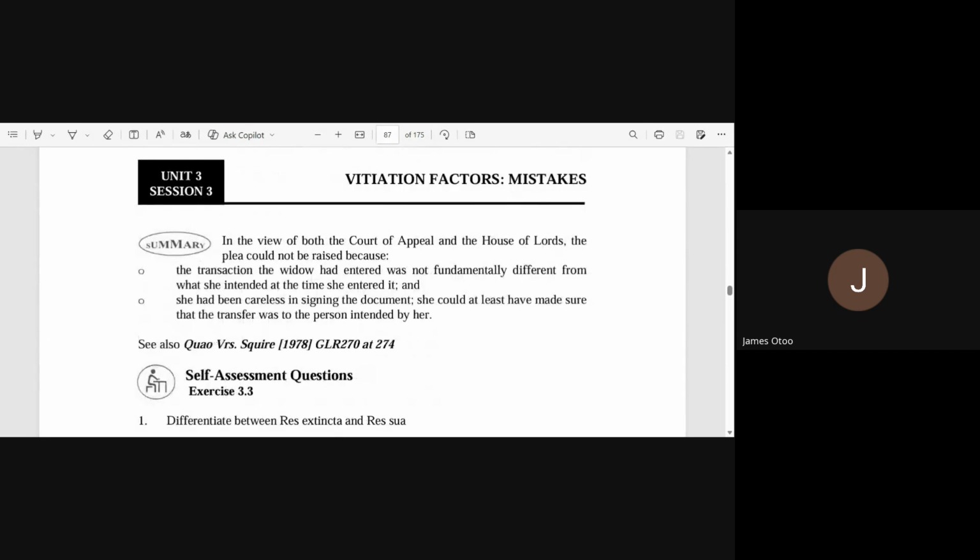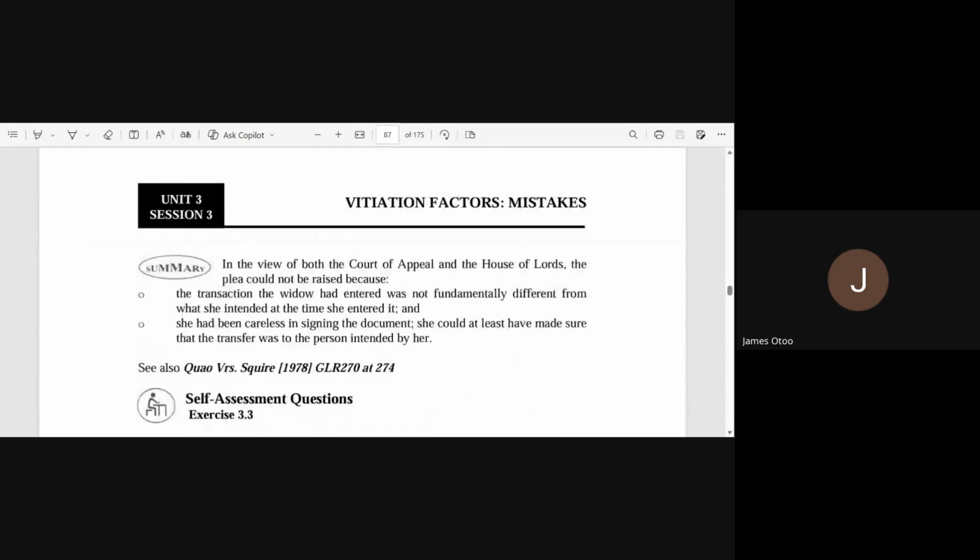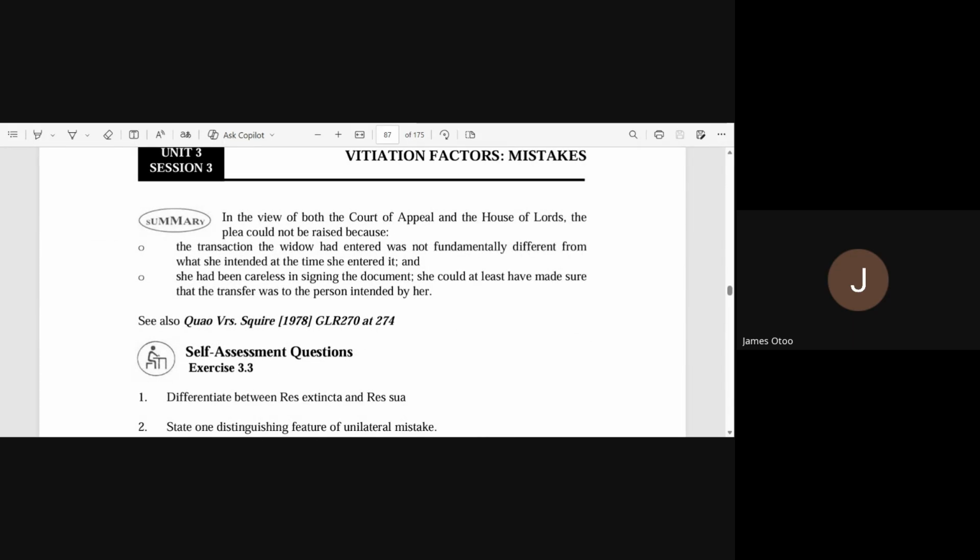If you read the full case, they have not given you the judgment yet. So continue with this side. In the view of both the Court of Appeal and the House of Lords, the plea could not be raised because, one, the transaction the widow had entered was not fundamentally different from what she intended at the time she entered it. And two, she had been careless in signing the document. She could at least have made sure that the transfer was to the person intended by her.